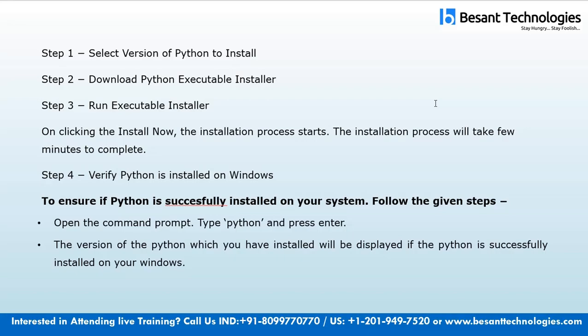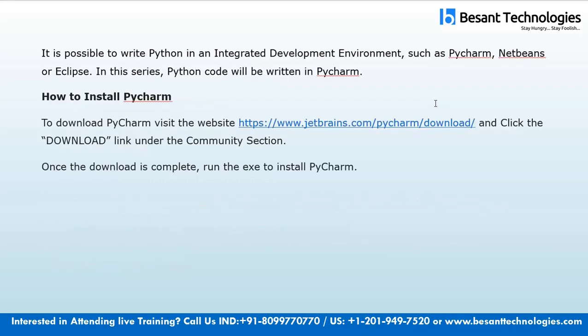The fourth step is verify Python is installed on your system. How can you verify? You just open your command prompt, type python and press enter key. If you do this, you will get the version of Python which you have installed displayed. It is possible to write Python in an integrated development environment, IDE, such as PyCharm, NetBeans, or Eclipse. In this series, Python code will be written in PyCharm, so we will use the PyCharm editor.